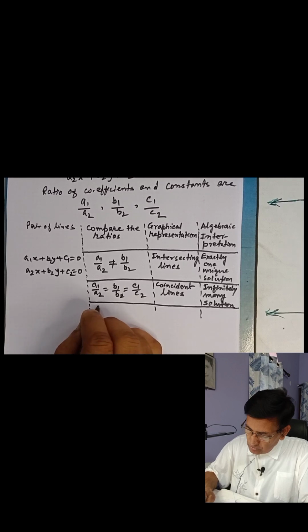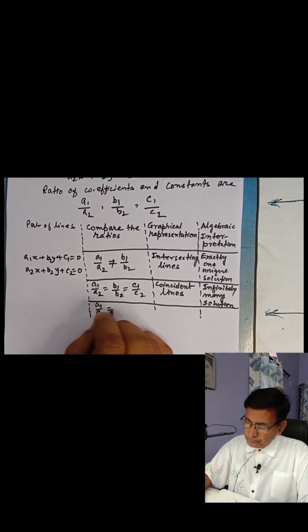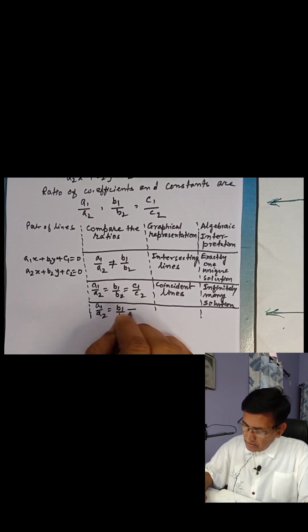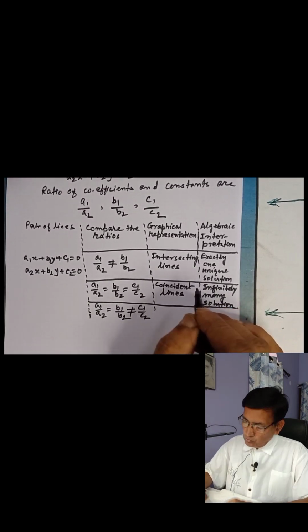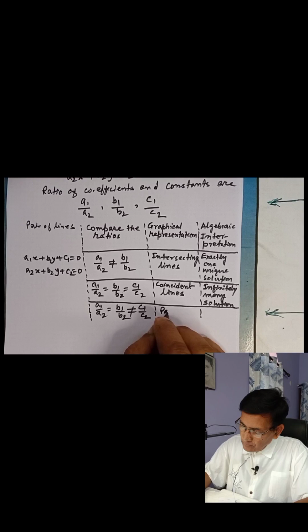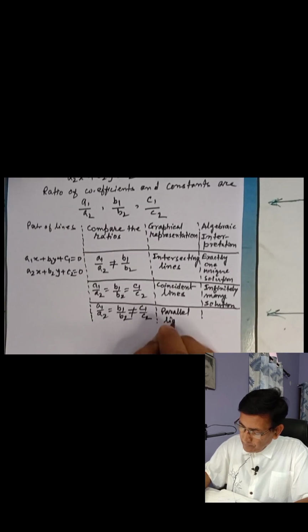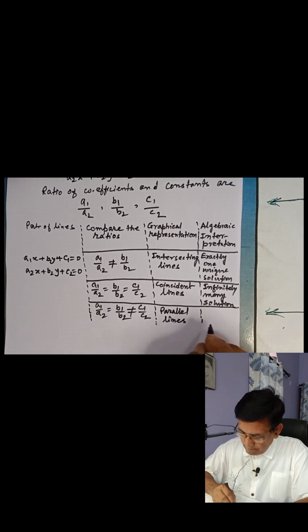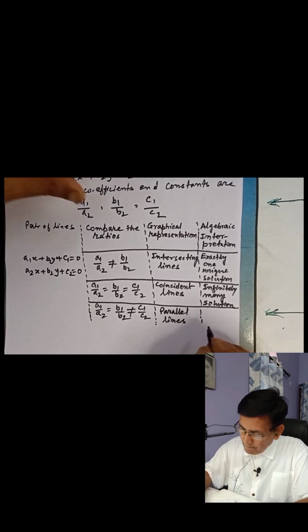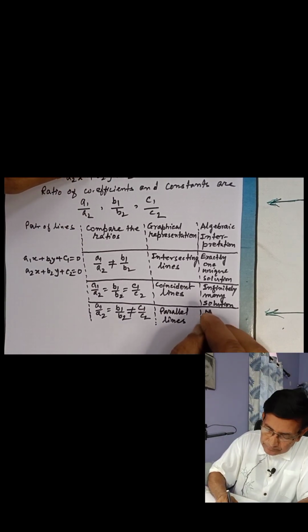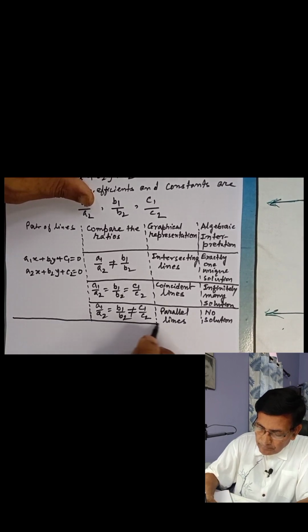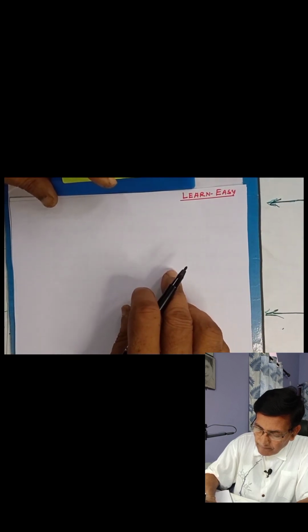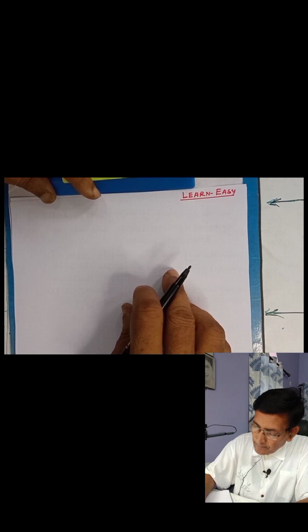In the third case, a1 by a2 is equal to b1 by b2 and not equal to c1 by c2. In that case, the lines are parallel. When two lines are parallel, there will be no solution. Now, the algebraic method of solving a pair of linear equations.